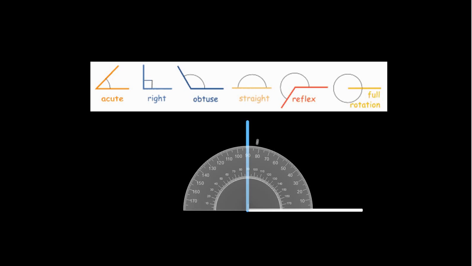A right angle is an angle that is exactly 90 degrees. Now we can see this on the protractor as we move the arm of the protractor up. We'll see that this reaches 90 degrees.